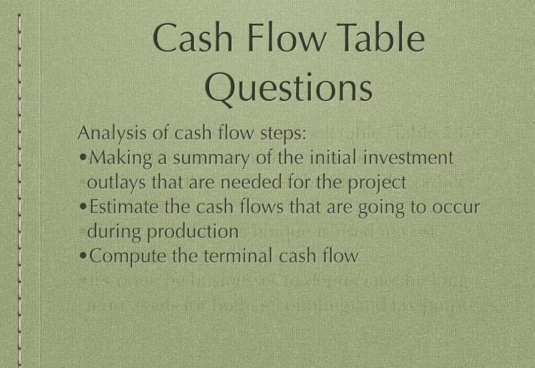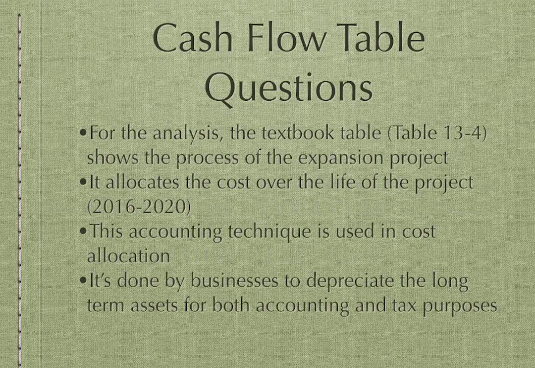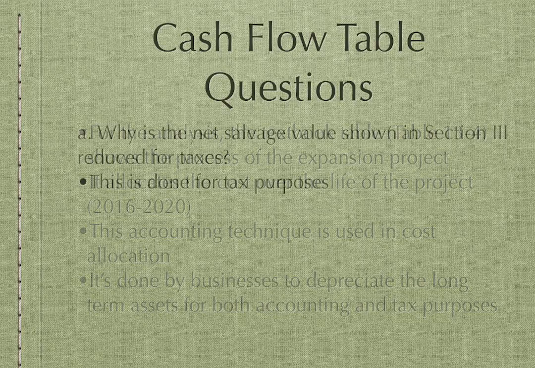For the analysis, the textbook provides a table, which I just talked about, that shows the process of this expansion project. It allocates the cost over the life of the product, and in this case it shows it from 2016 to 2020. You have to look at depreciation, an accounting technique used in cost allocation. It's done by businesses to depreciate long-term assets for both accounting and tax purposes. That's the purpose for this here.